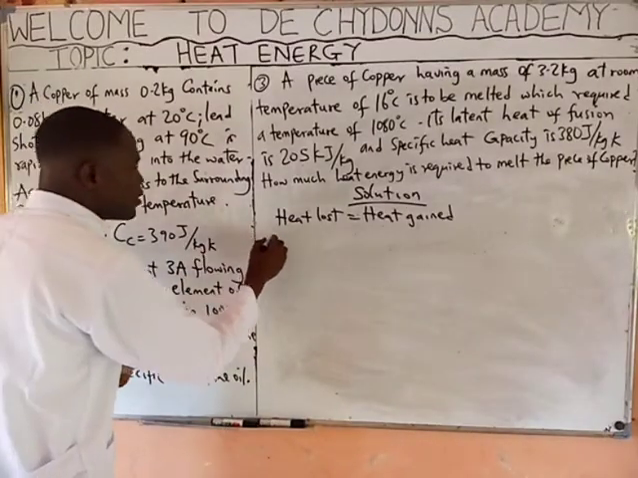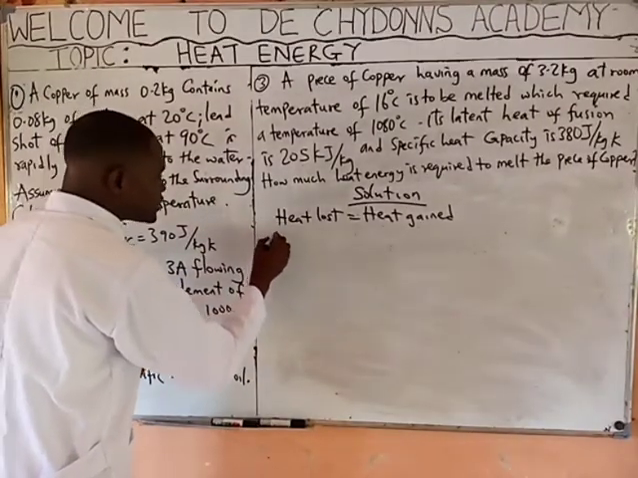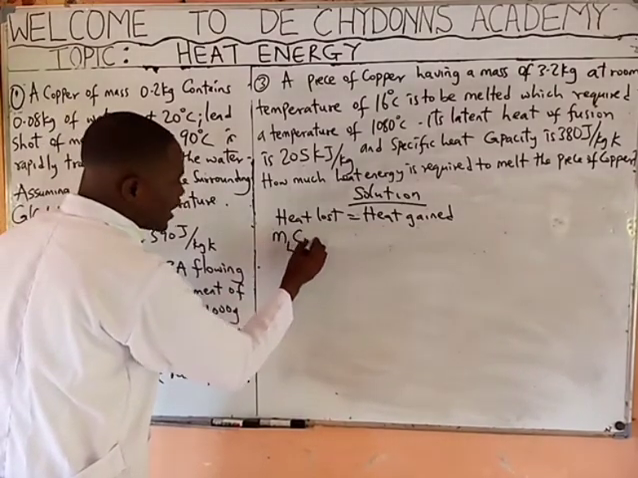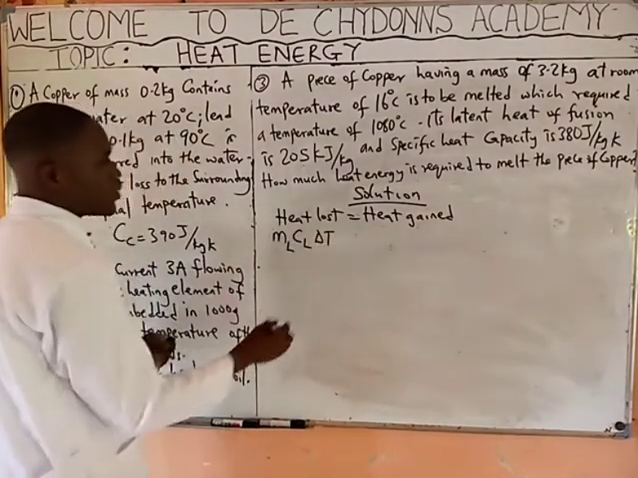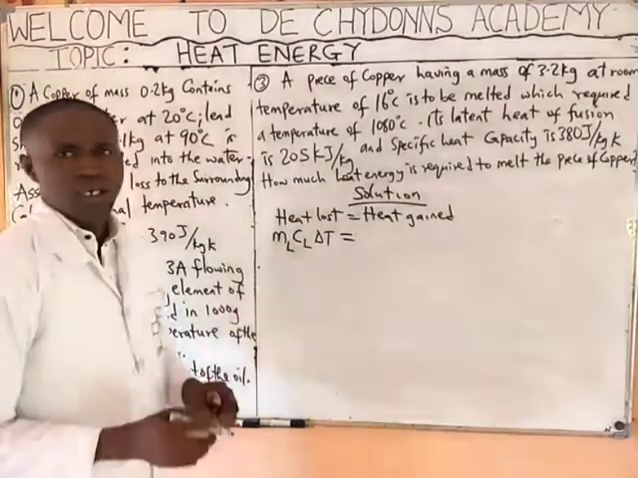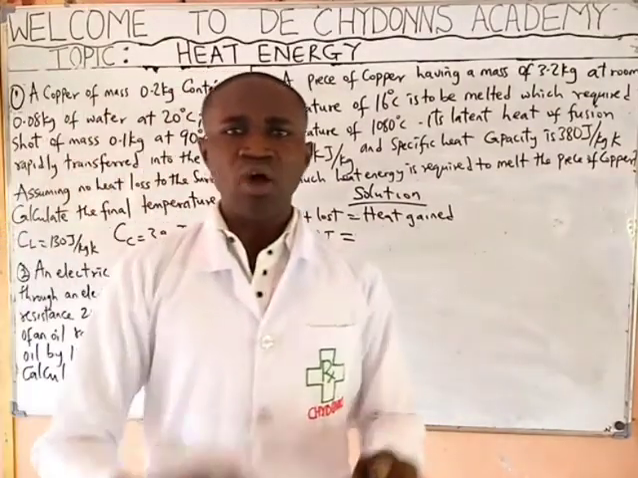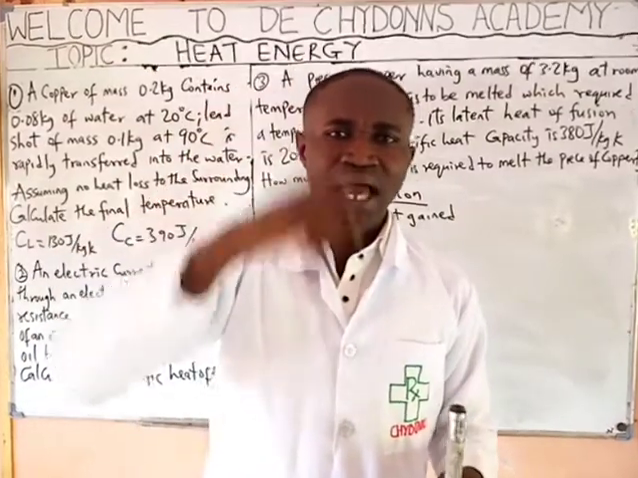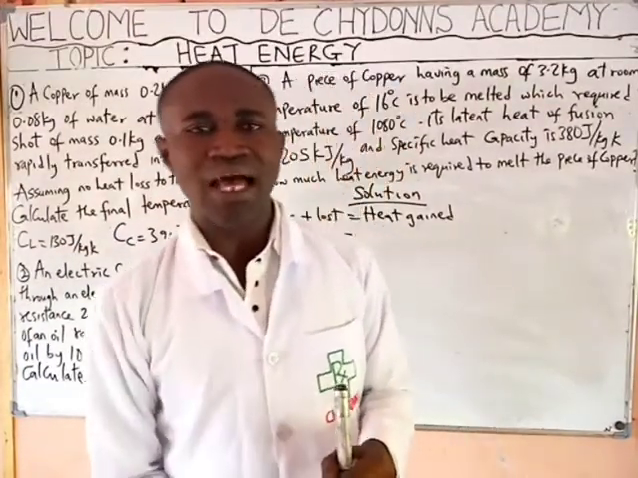So, we remember our formula for heat is mass of the lead, specific heat capacity of the lead, and change in temperature. Then which one is gaining heat? Is it only water or is it only copper? Which one? Now, to understand the one that gains heat, use this scenario.